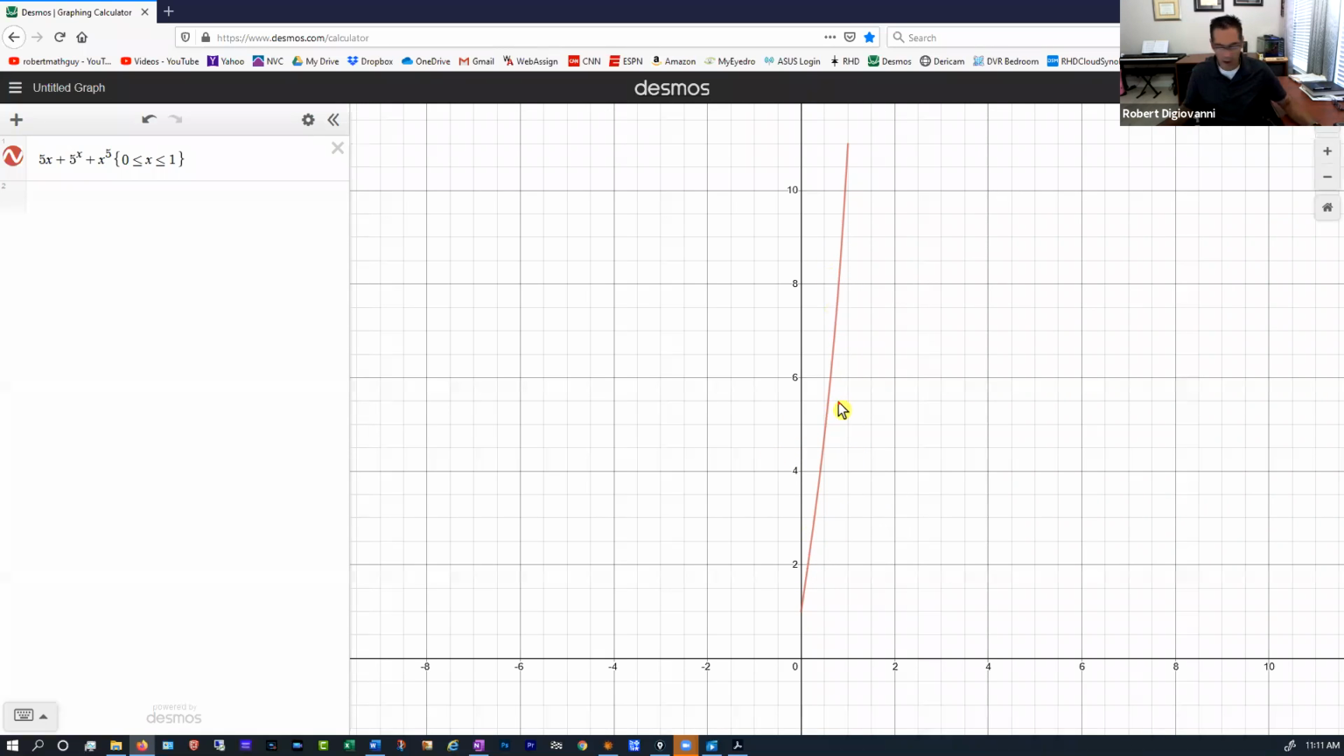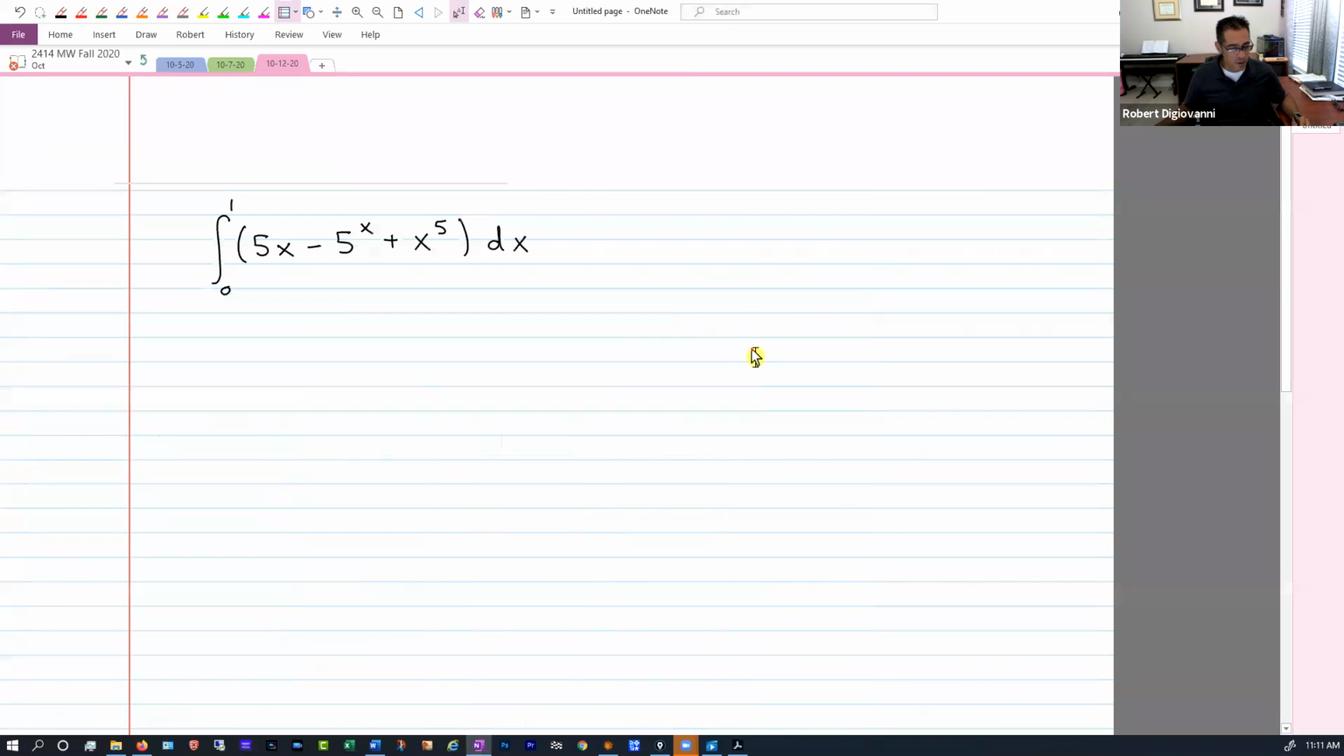Okay, and we're trying to find the area below that. So we're trying to find this area in here. All right, so to do this, we need to be able to find the antiderivative. So let's go and try and find the antiderivative first.